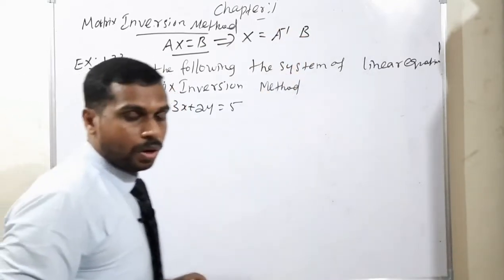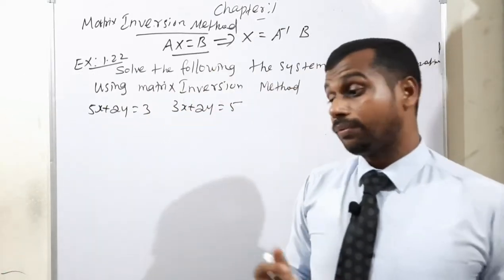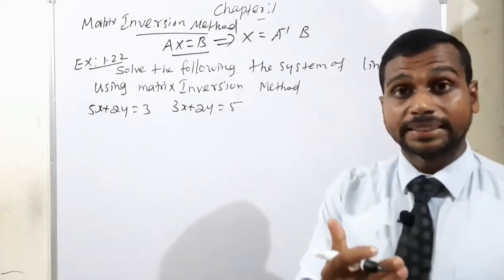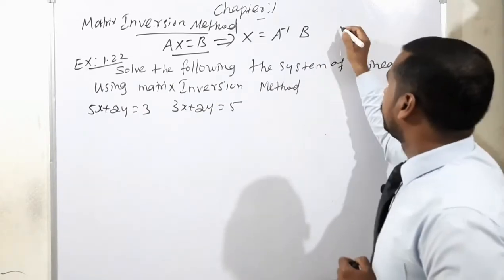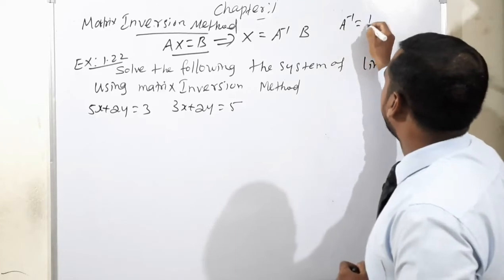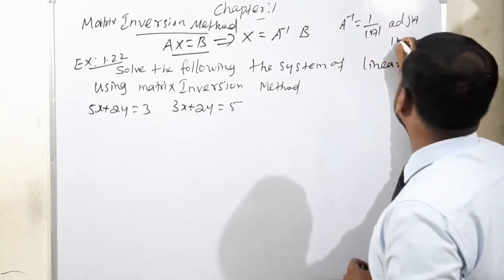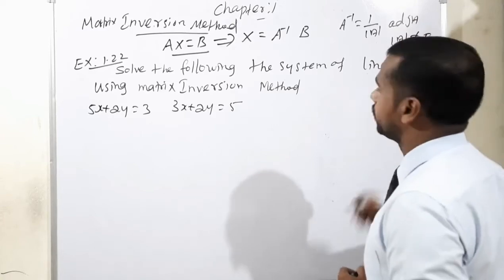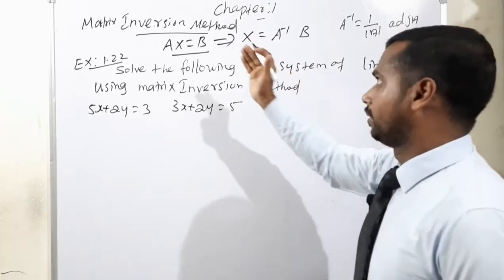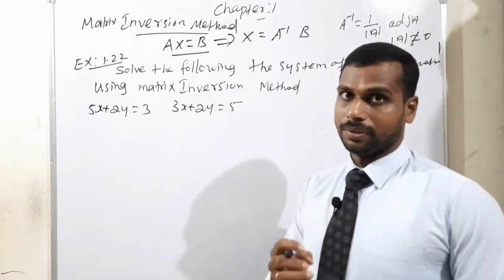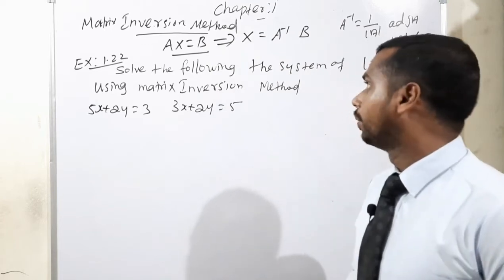So already you know how to find the inverse of the function. Already we have discussed so many examples, even exercises also. So how to find the A inverse? 1 by determinant of A into adjoint of A. Always the determinant of A is not equal to 0, isn't it? That is a condition. Matrix inversion is one of the important 3 or 5 mark questions also. So you have to be alert, okay?